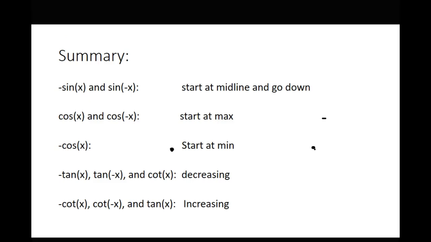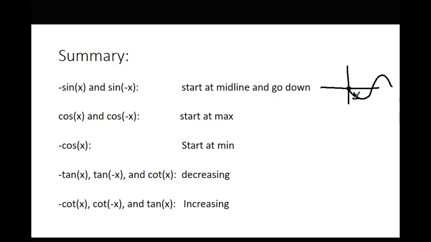Let me talk about it first, because I'm going to give you a while to write it, but I want you to have a picture that goes with it. If you have a sign with a negative in front or inside the parentheses, no matter what, you start at the midline and go down. So we're going to draw a picture for that. It starts at the midline and it goes down. Put a little arrow there for going down.